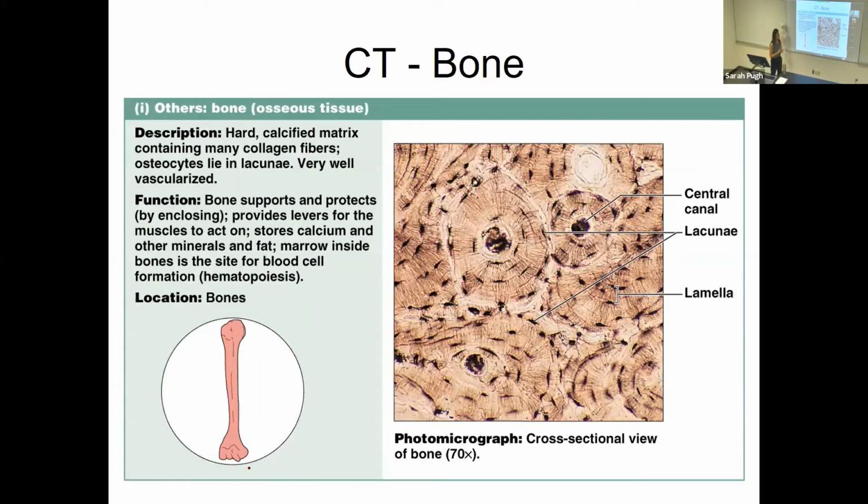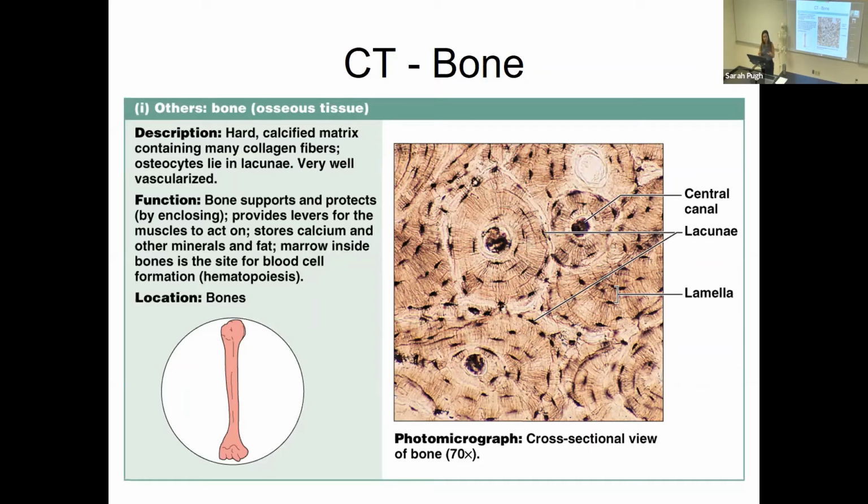I think bone is probably one of the easiest connective tissues to identify, bone and blood. Bone, I think, is really easy. If you look at bone under the microscope, to me, it looks like tree rings. So you see the little rings in there.